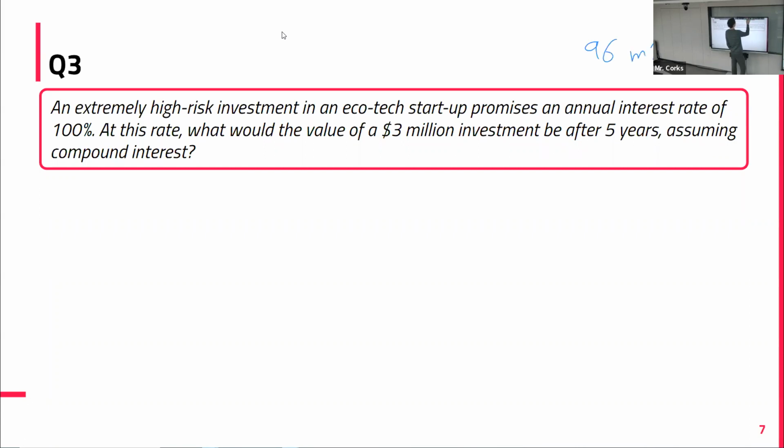All right, we're getting an answer. 96 million in the classroom. Same answer coming in the chat. All right, so let's take a look. What kind of situation are we dealing with? Compound interest, what's that formula?